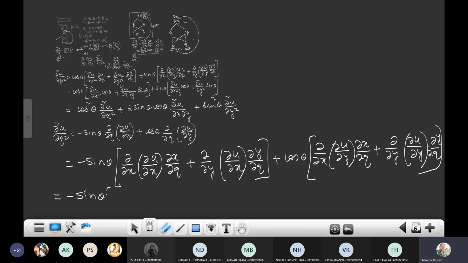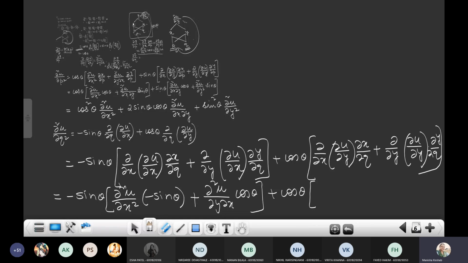So minus sin theta into, this will be del square u del x square. Now del x del q, so del x del q is minus sin theta plus del square u del y del x into del y del q is cos theta plus cos theta into, so this one will be del square u del x del y, del x del q is minus sin theta, and here we will get del square u del y square and del y del q is cos theta.